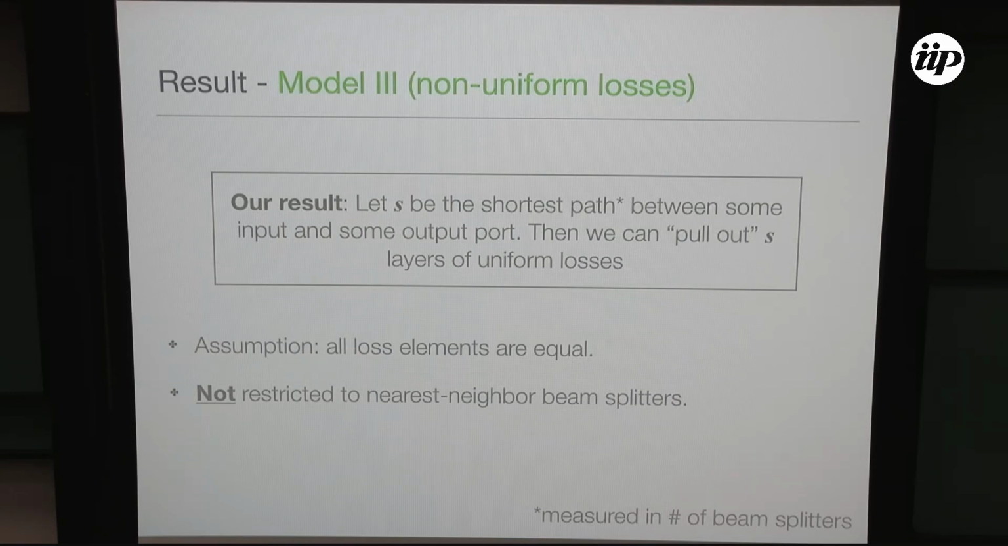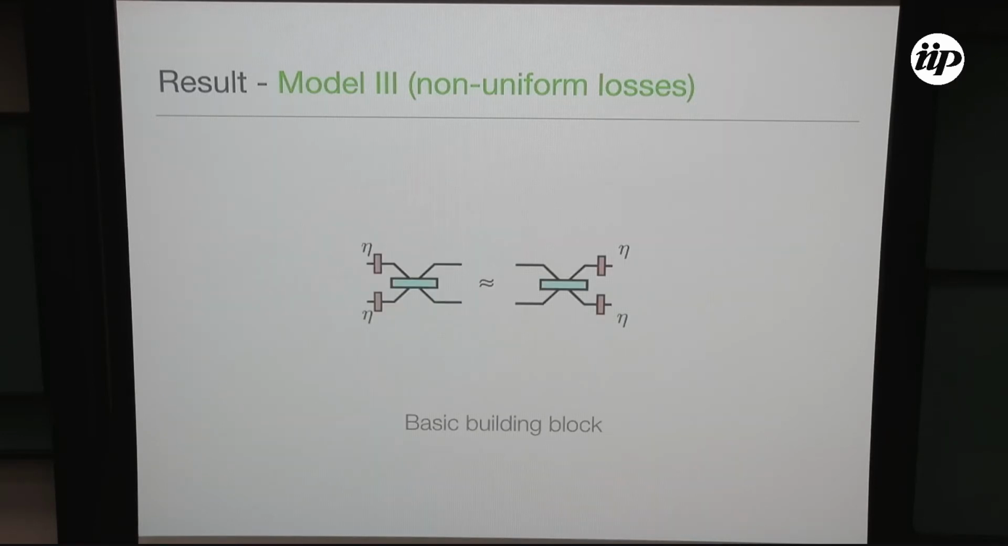So basically, our result here is the following. Let S be the shortest path between some input mode and some output mode, and I mean shortest in terms of the number of beam splitters that the photon has to go through. If S is the shortest path, then we prove that you can pull out S layers of uniform losses, so you can assume that there are S layers of these losses at the input of the circuit. This is a very nice result. I'm very proud of it, but I don't have time to go through all the details.